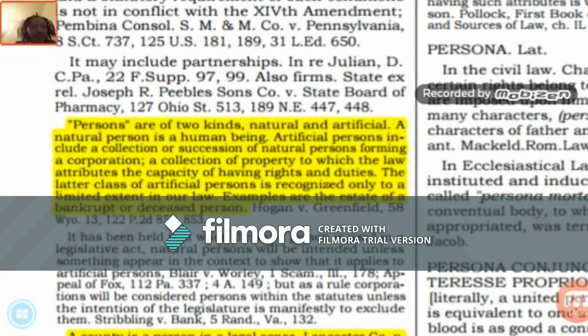Persons are of two kinds, natural and artificial. A natural person is a human being. An artificial person includes a collection or succession of natural persons forming a corporation. I thought I saw it wrong. Or a collection of property to which the law attributes the capacity of having rights and duties. The latter case of the artificial person is recognized only to a limited extent in our law. Examples are the estate of a bankrupt or deceased person.